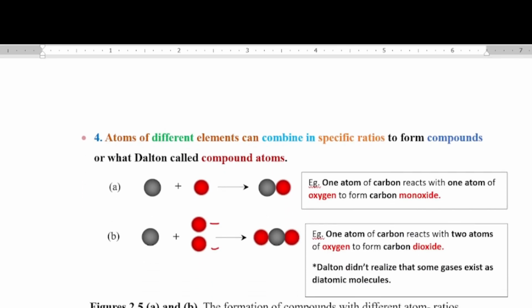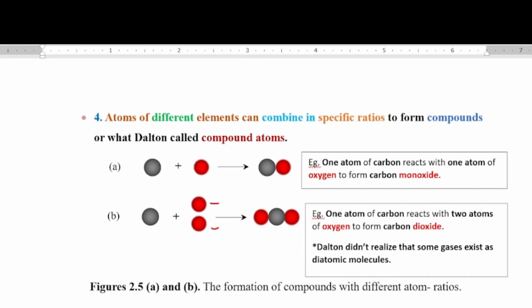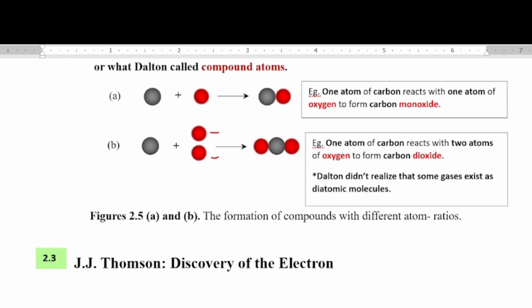Number 4, atoms of different elements can combine in specific ratios to form compounds, or what Dalton called compound atoms. For example, in this case here, we're showing you how one atom of carbon is reacting with an atom of oxygen to form the compound carbon monoxide.